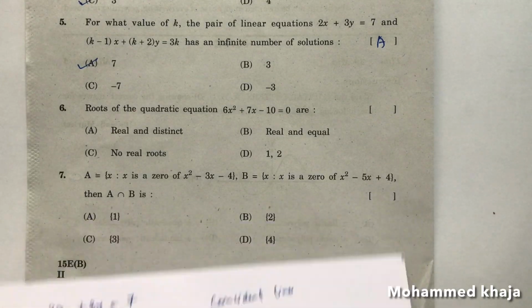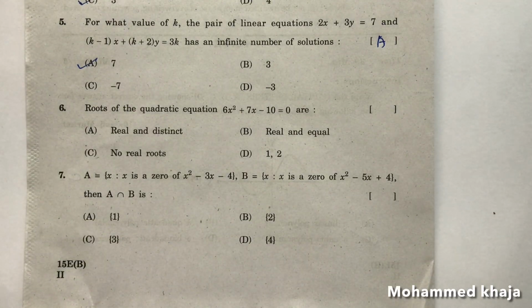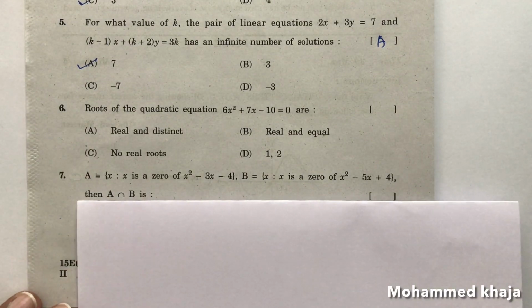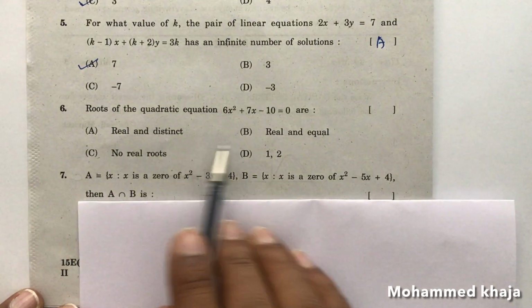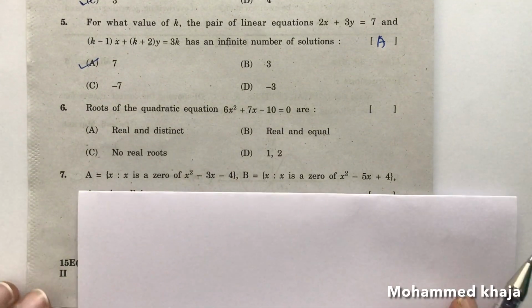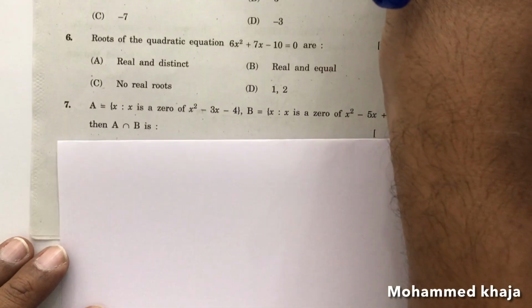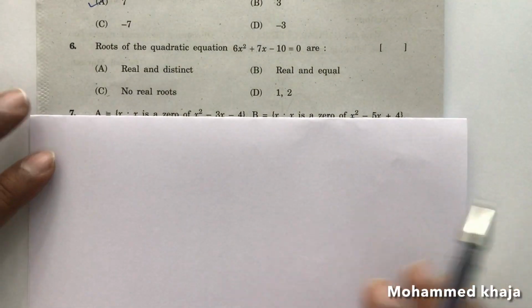Next question. Roots of the quadratic equation. See here, they give roots of the quadratic equation as real and distinct, or real and equal. So it is based on the discriminant. This question is based on the discriminant. So first calculate the discriminant.